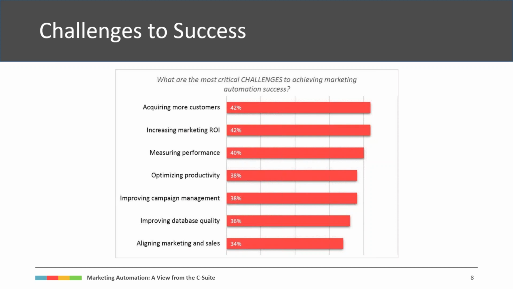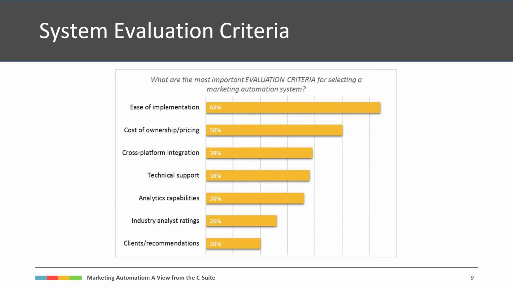So what we asked next was about the evaluation criteria. And the number one thing that came across loud and clear, over 2/3 of them, was that they really wanted to have a solution that was very easy to implement, that it wasn't really complicated.